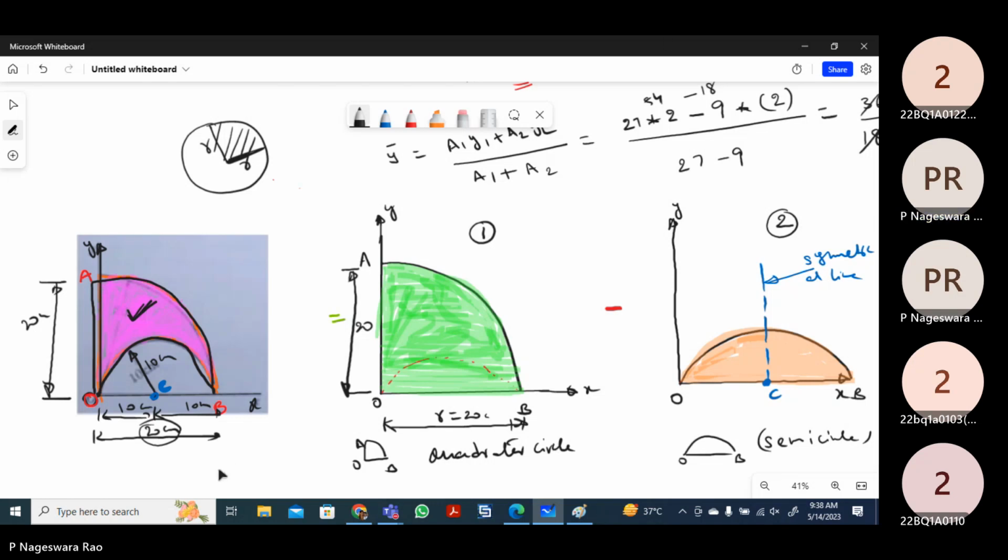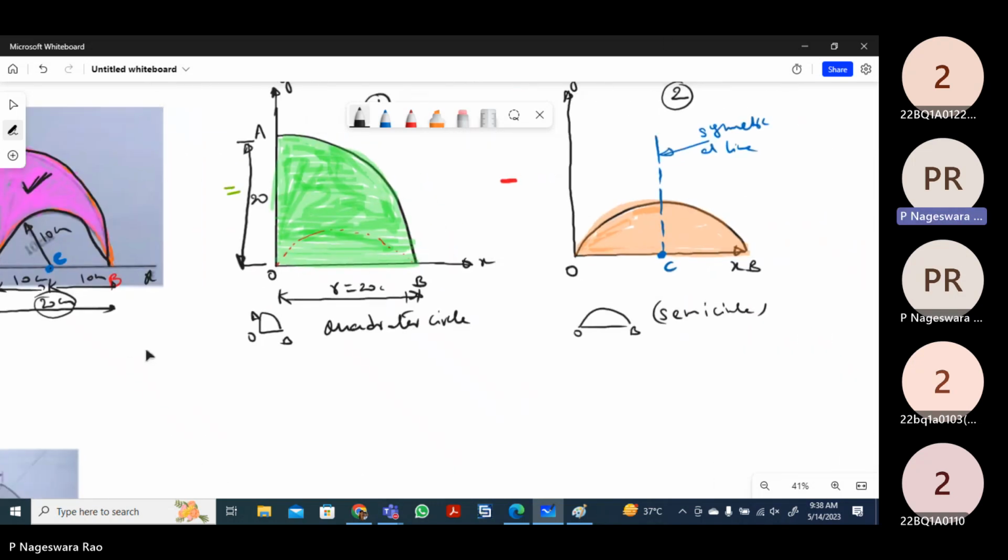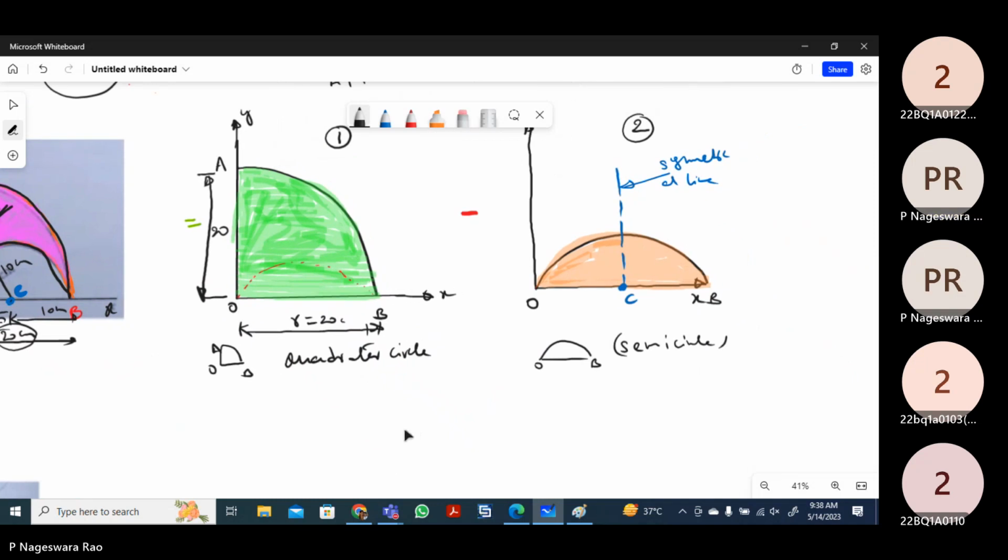Okay, we know the details here. Now for applying the formula, we know that this distance is the radius. This half length will be 10 centimeters, and this distance is also 10 centimeters, because it is the radius of the semicircle.